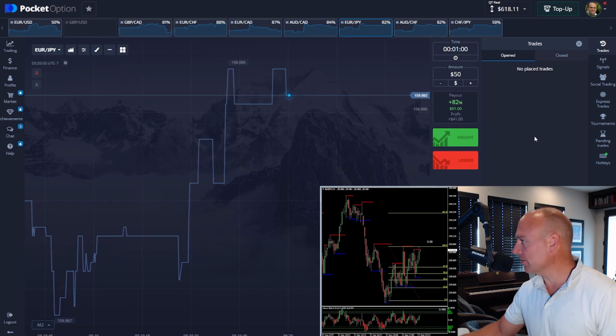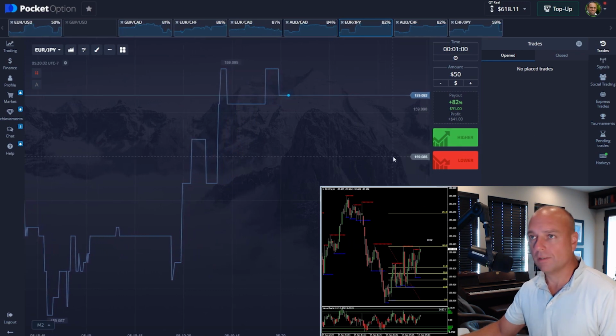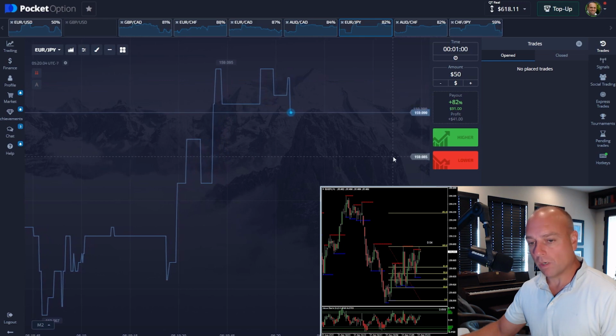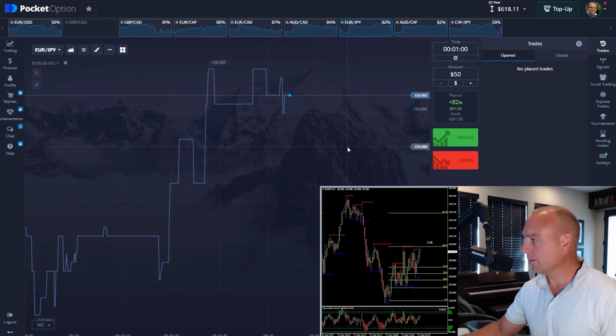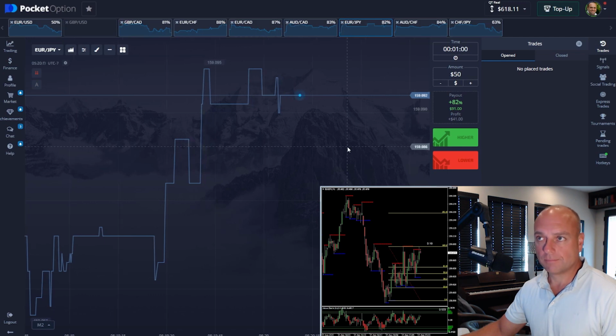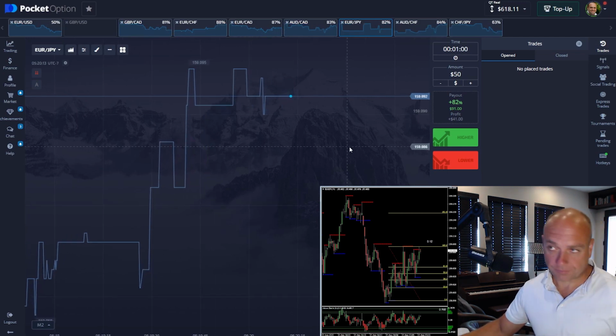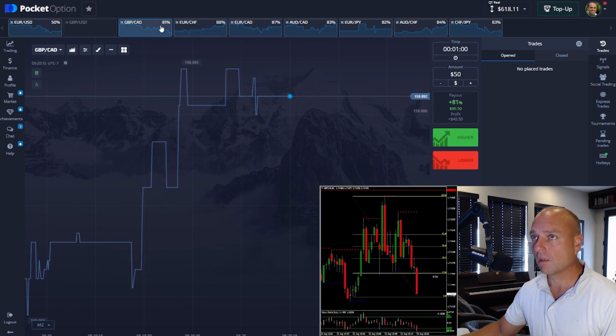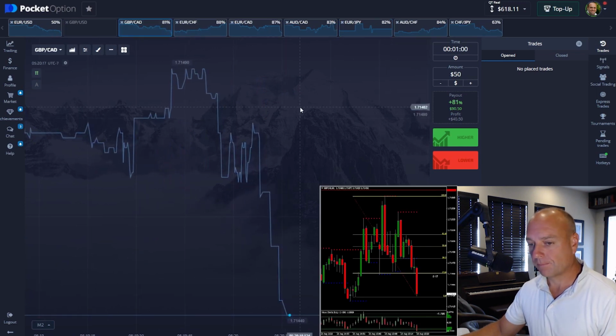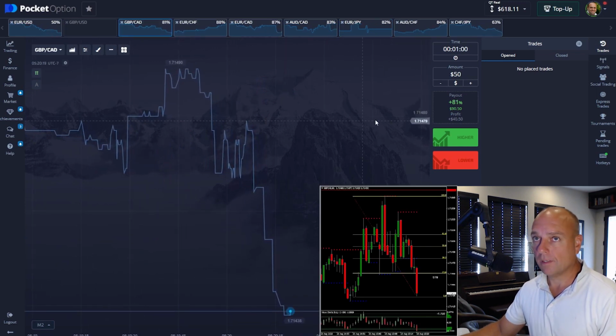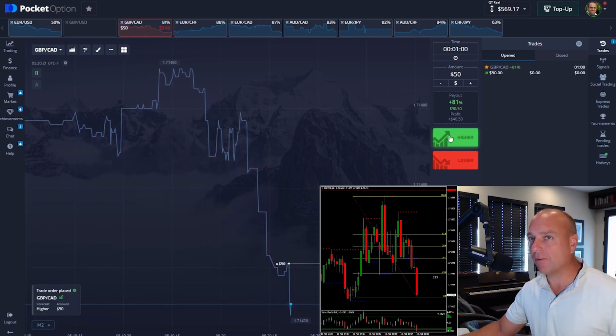Euro yen getting itself up to a resistance. Just deciding what I want to take next. Do I like Euro yen here? Okay. Actually, Pound CAD. I like Pound CAD coming down to that.